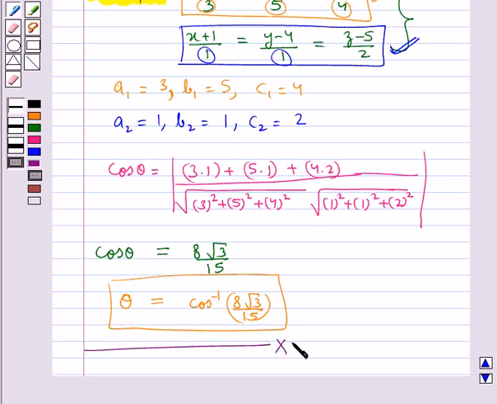This completes the session. Hope you have understood how we find the angle between the two lines.